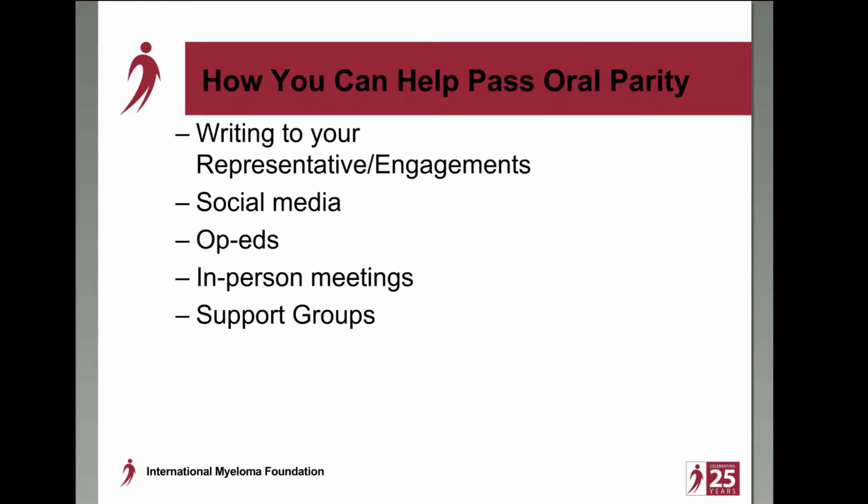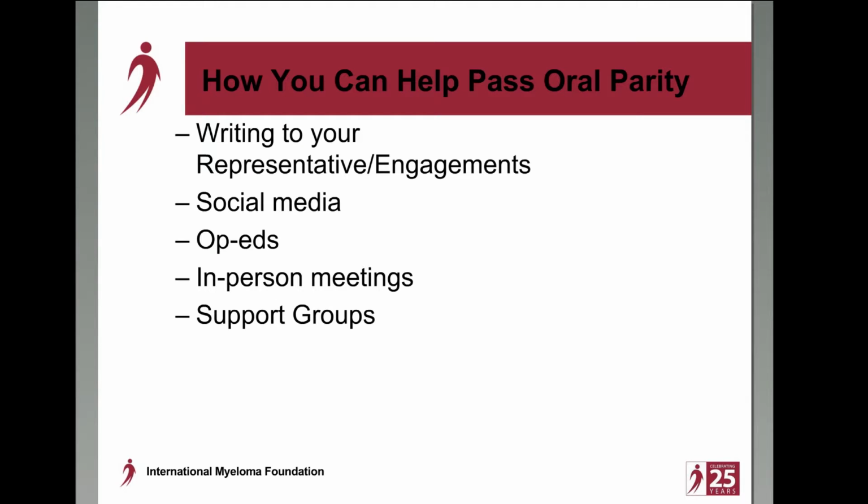Hi, everyone. I'm just going to go over some of the most popular and easiest ways for you all to connect with your representatives and express to them how much oral parity means to you. The first way would be writing to your legislator. You can do this through a handwritten letter or an email, or you can use the IMF's Engage system and write it just from there.